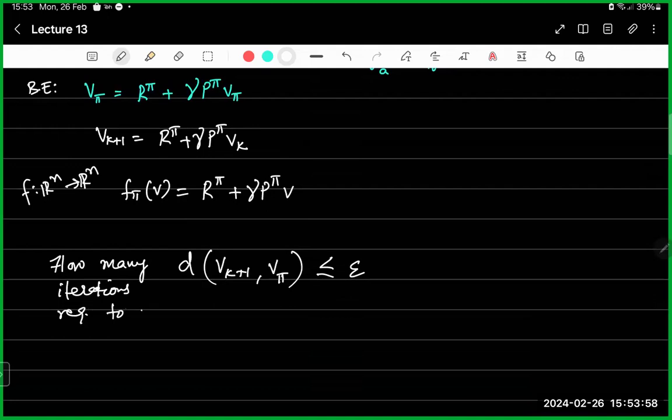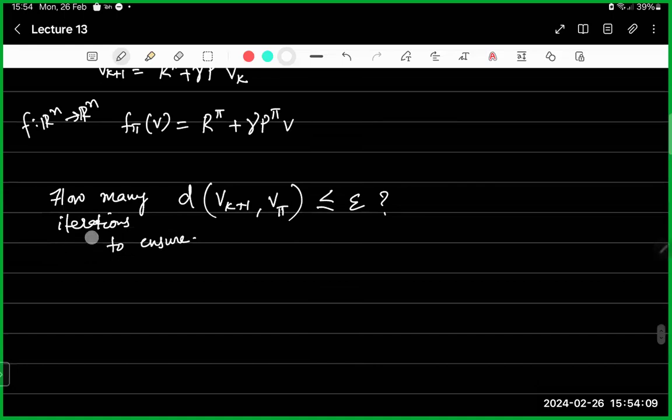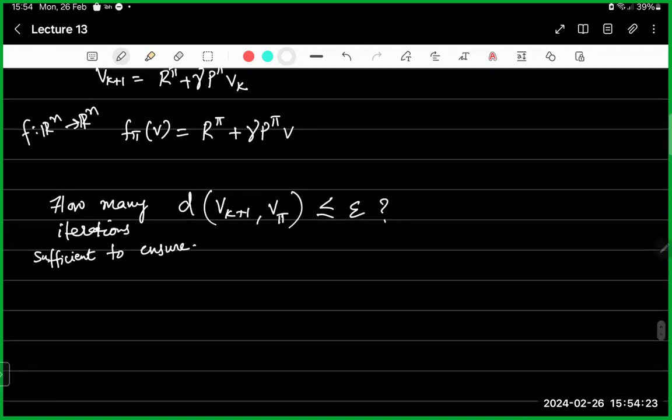How many iterations are required to ensure this? Okay, that's what we try to understand, or how many iterations are sufficient. So this is where the contraction mapping also comes into help for us to obtain some sufficient conditions on K. The contraction mapping will help us here.